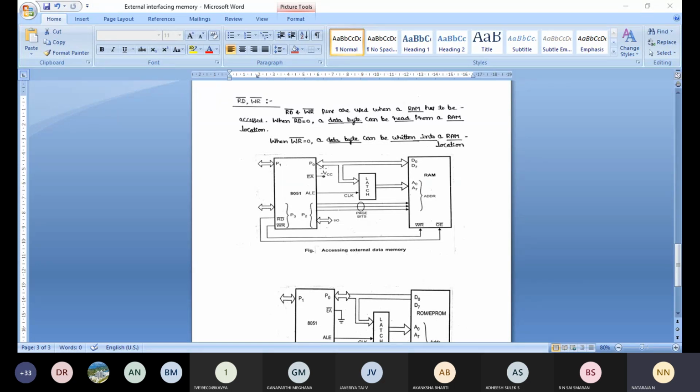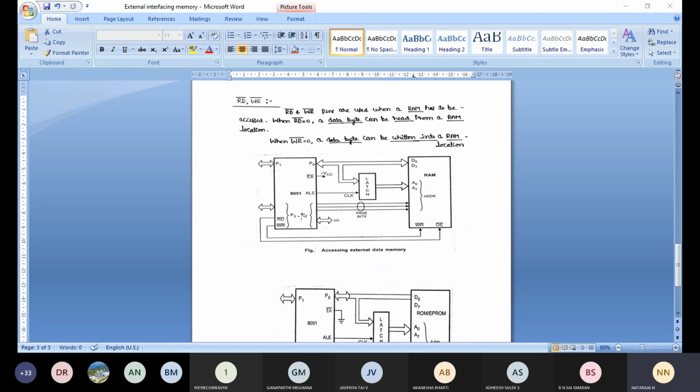Port 0 is multiplexed as both address and data bus. When ALE is high, port 0 contains the address bus A0 to A7. When ALE is equal to 0, port 0 contains the data bus D0 to D7. Observe these ports: A0 to A7, D0 to D7. What we discussed in the first case, the same we discuss here. The 74373 is used to demultiplex the address and data bus.